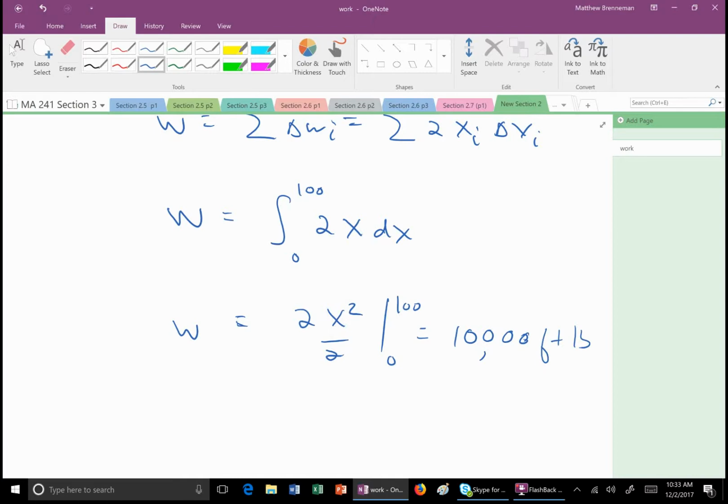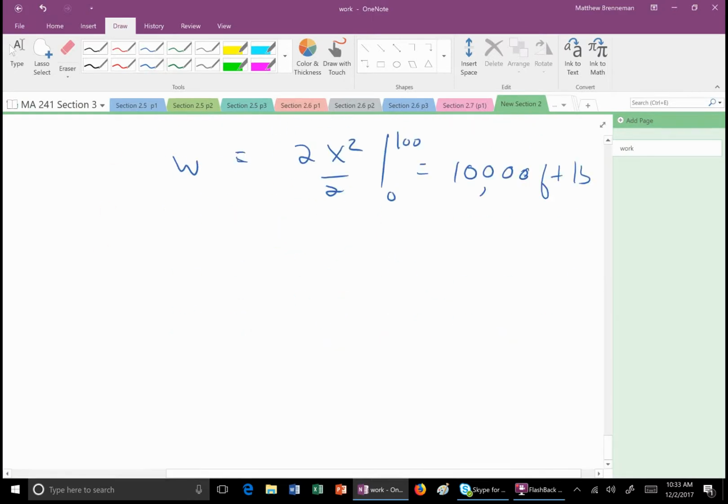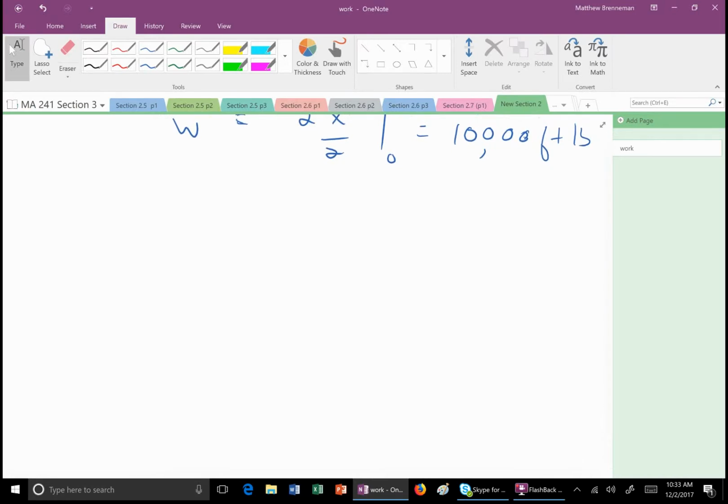This idea of cutting things up into little slices and asking what's the work, that's a very, very useful way of thinking about it. So this is the hardest one, the last one. This is the problem dealing with an inverted cone.